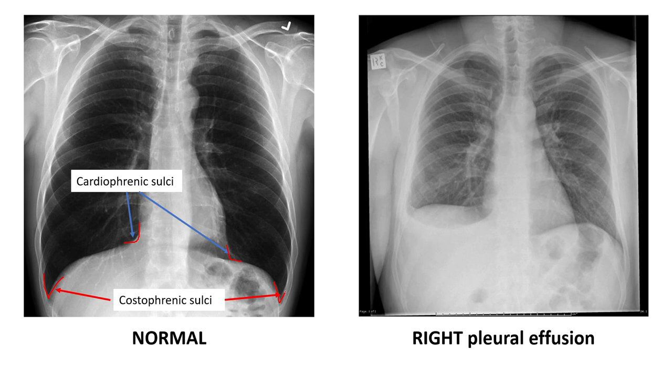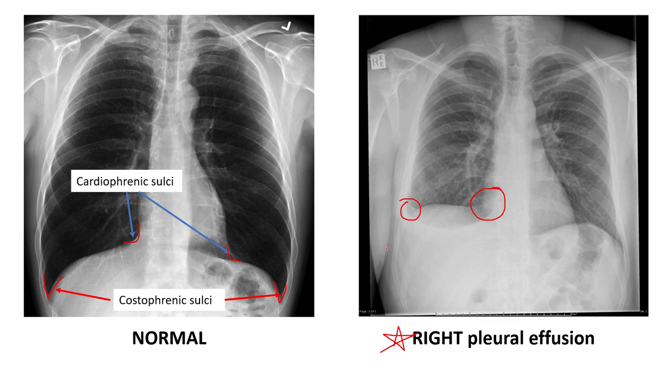The cardiophrenic and costophrenic sulci are important because in a normal chest X-ray, they need to be sharp. They need to be distinct. Unlike what we can see in our second image over here, the right costophrenic sulcus and the right cardiophrenic sulcus are blunted. They are not sharp.